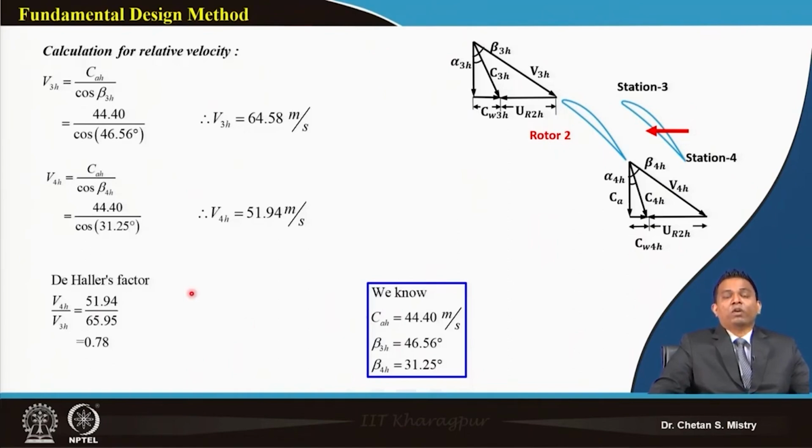Now, once we have calculated our flow angles, we can calculate our relative velocity, because we are interested in calculating our de Haller's factor near the hub region. If we calculate that, my V3 at the hub is coming 64.58, and my V4 at the hub is coming 51.94 meter per second. That gives me my de Haller's factor to be 0.78. So near the hub, the de Haller's factor is coming 0.78.